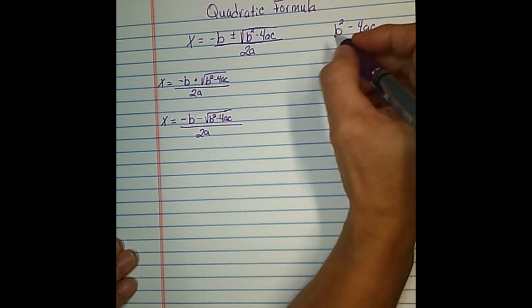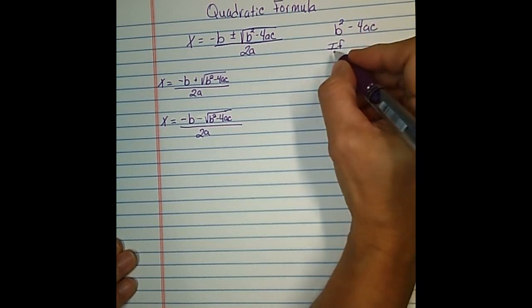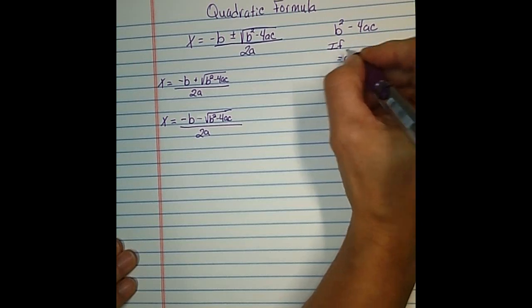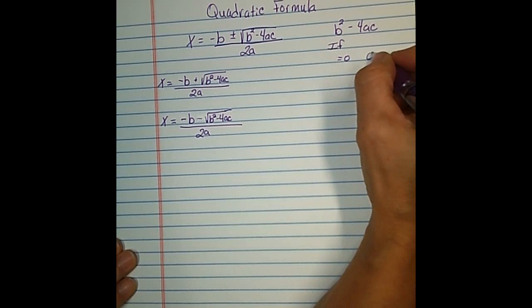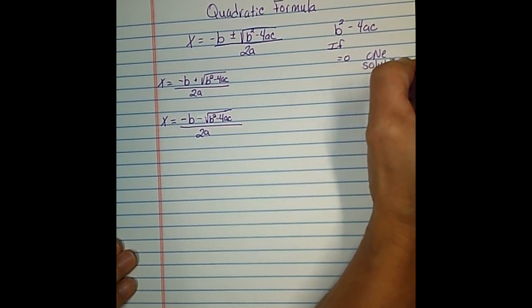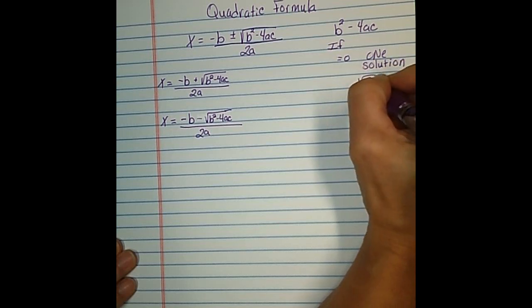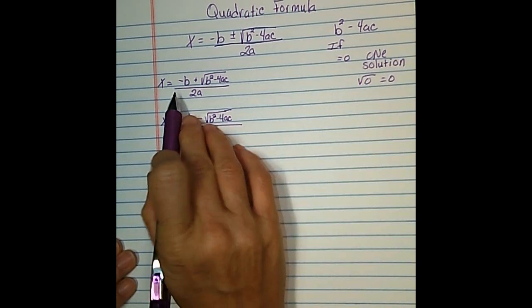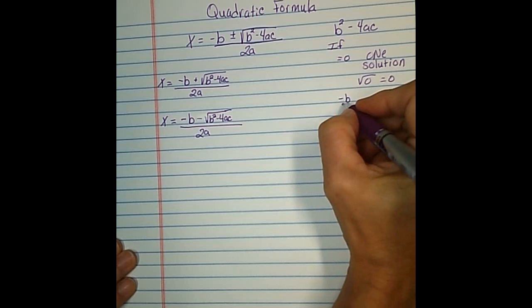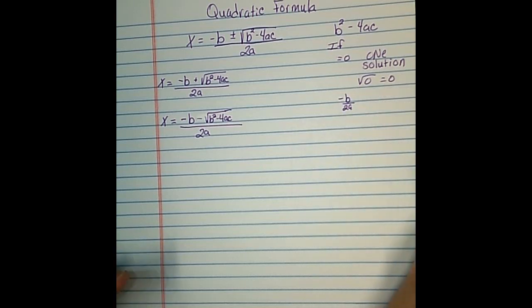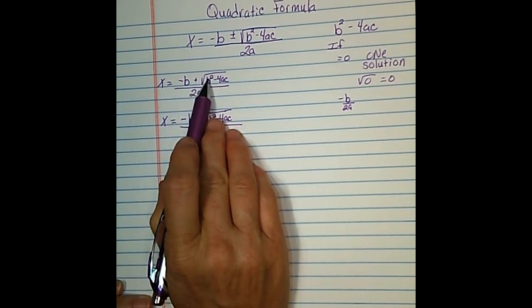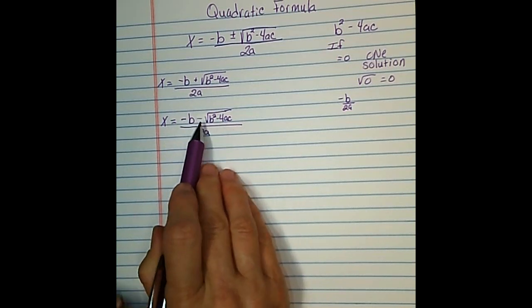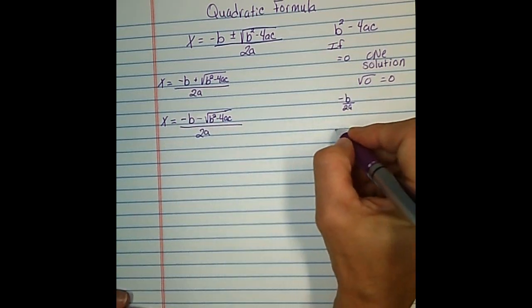So here it is. If my discriminant, which is b squared minus 4ac, equals 0, I have one solution. Which makes sense, because the square root of 0 is 0, and then that leaves me with negative b over 2a. Because if I put 0 in here for the root, I've just got negative b plus 0 and negative b minus 0. That's just negative b over 2a.